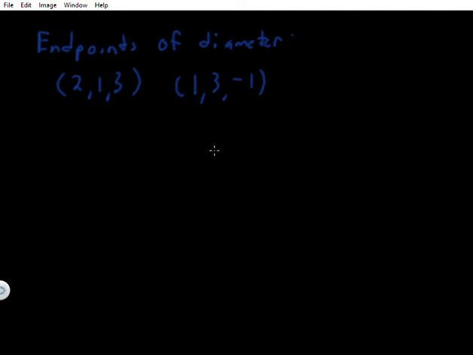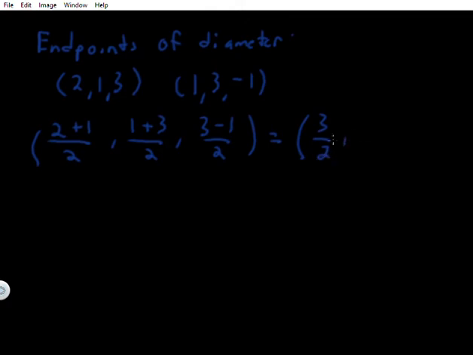Well, first we have to find the center. And if we're given 2 endpoints of a diameter, we have to use the midpoint formula, because the midpoint of 2 endpoints of a diameter must be the center of the sphere. So (2 plus 1) over 2, comma, (1 plus 3) over 2, comma, (3 minus 1) over 2. Essentially like finding the average, if you want to think of it like that. This would, of course, give us a 3 over 2, or 1.5. 4 over 2 is a 2. 2 over 2 is a 1. So this would be our center.